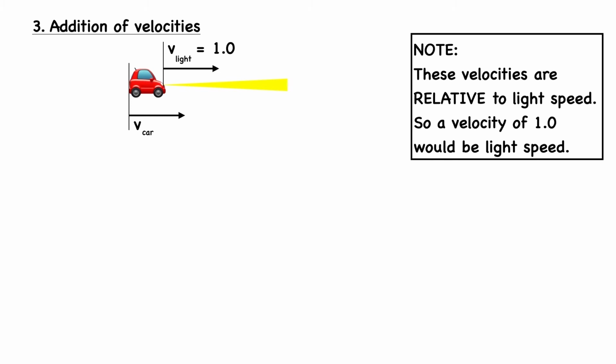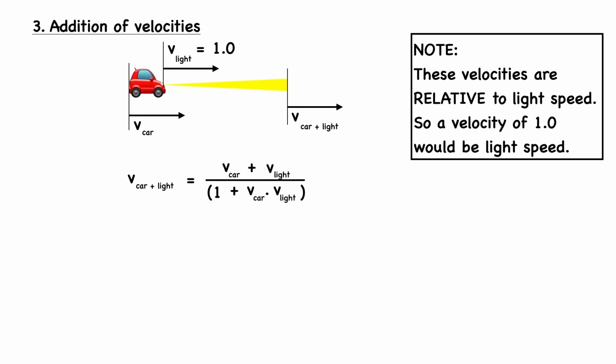So, what would be the speed of the headlight beams relative to the road? How would these two velocities add up? You'd be forgiven for thinking that they would just be the sum of the two velocities, but you'd be wrong. It's actually v car plus v light, divided by 1 plus v car times v light. And if you care to play with some numbers in there, you'll soon realize that that always equals 1, regardless of the speed of the car.